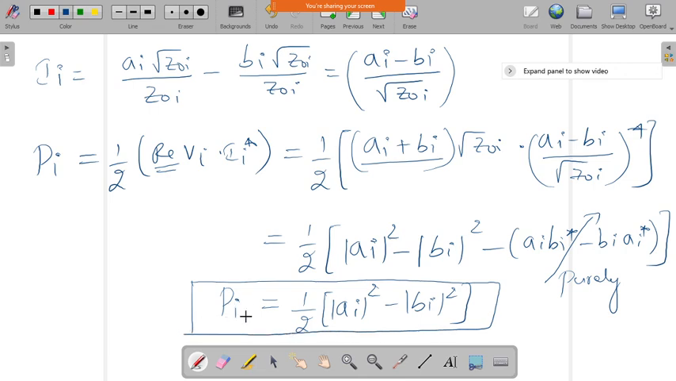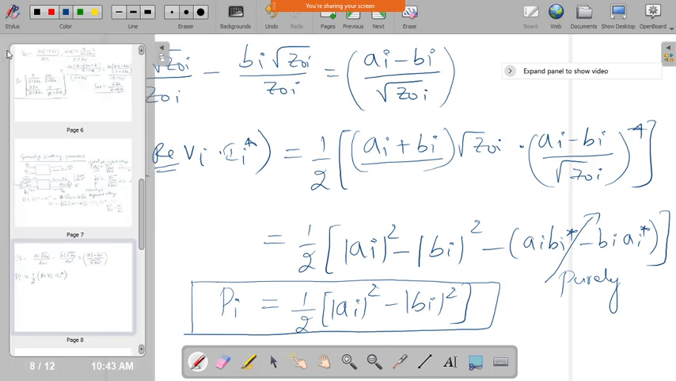This is the real power delivered to the ith port, where i equal to 1, 2, 3, whatever it is. So this is the net power delivered to the ith port. These are the generalized voltage, current and power for any particular port having different characteristic impedances. Now we can define the generalized matrix for this.